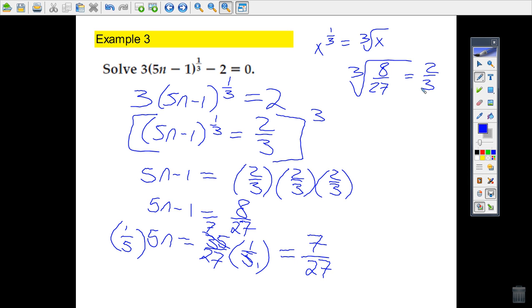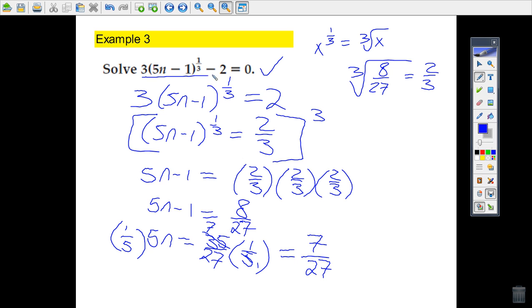So now I have 3 times 2/3. What does 3 times 2/3 make? 2, right? 3 over 1 times 2 over 3. 3 is pre-reduced. So 2 minus 2, does 2 minus 2 make 0? Hey! It checks.